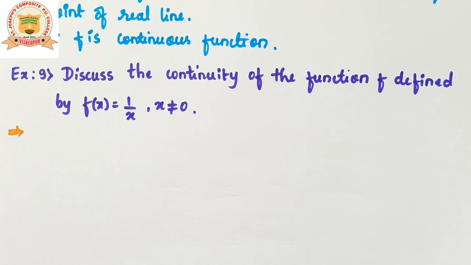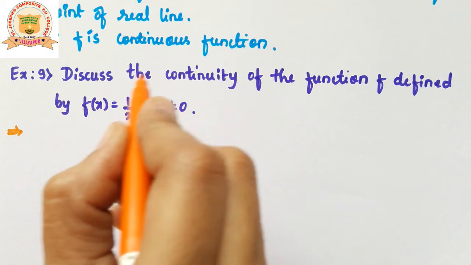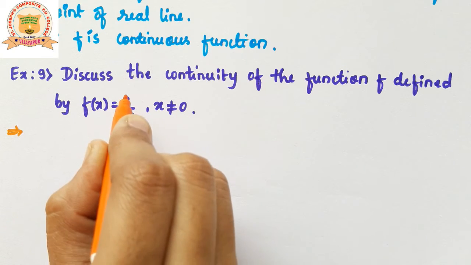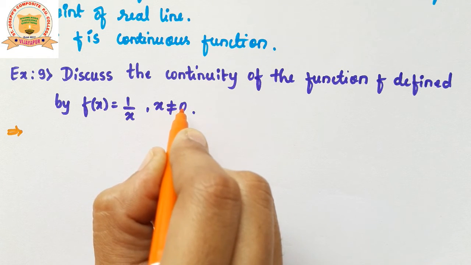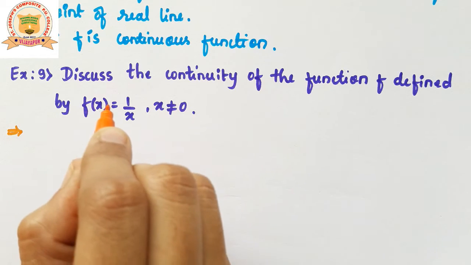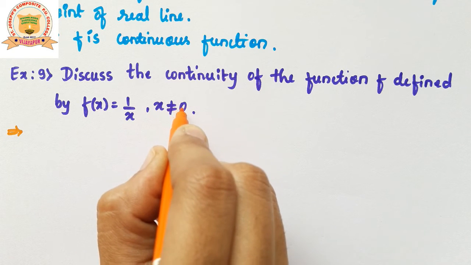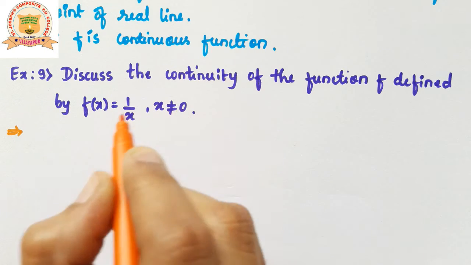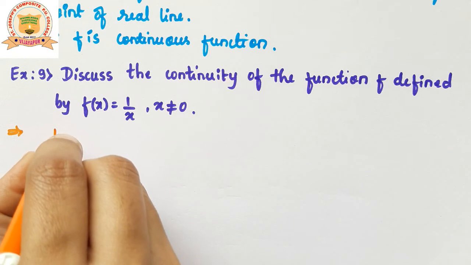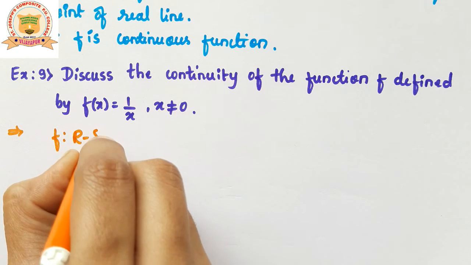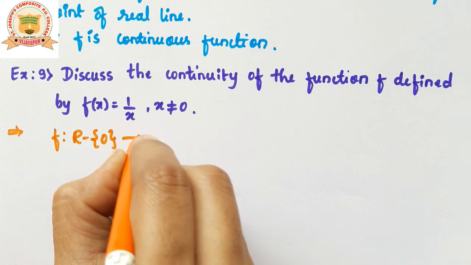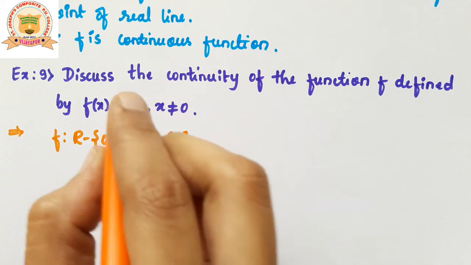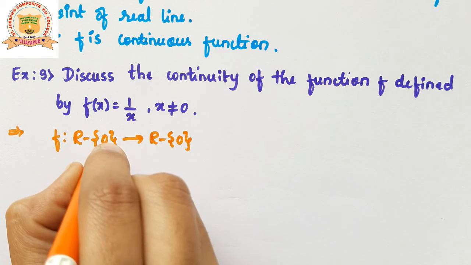Next example, example number 9. Discuss the continuity of the function f defined by f of x is equal to 1 by x, x is not equal to 0. In the question it is given only that x is not equal to 0, that is, 0 is not in the domain of this function. So we can define it like this: f is a function from R minus the singleton set 0 to R minus the singleton set 0. The domain of this function is R minus the singleton set 0.